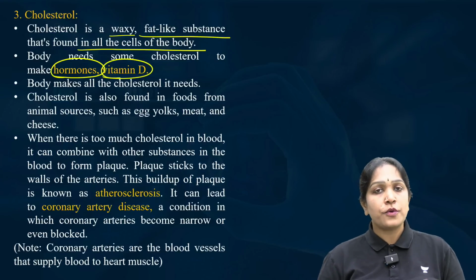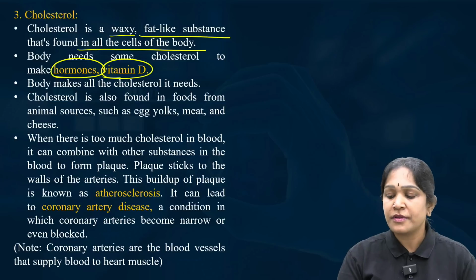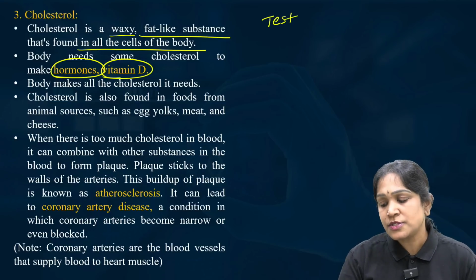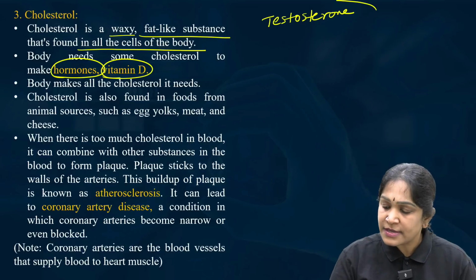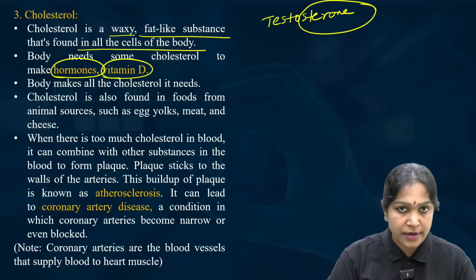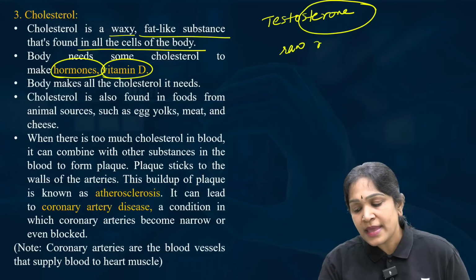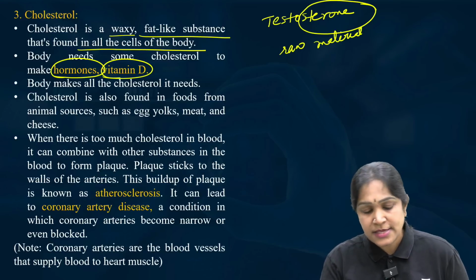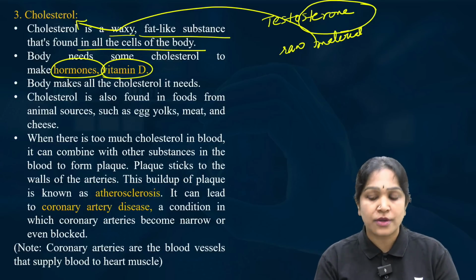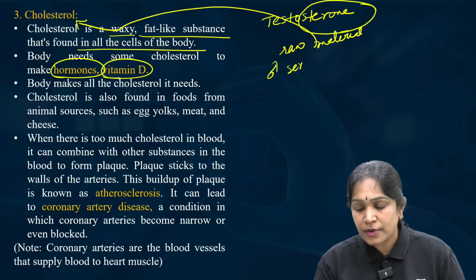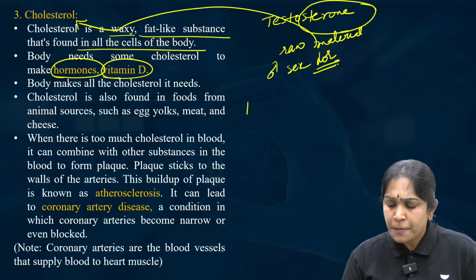Can you think of a few hormones which are manufactured from cholesterol? For example, testosterone. In this word, you can hear the word sterone, sounding like steroid. The raw material needed to make testosterone, the male sex hormone, is cholesterol. Same way, progesterone.